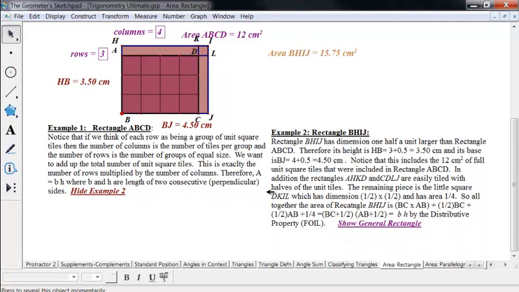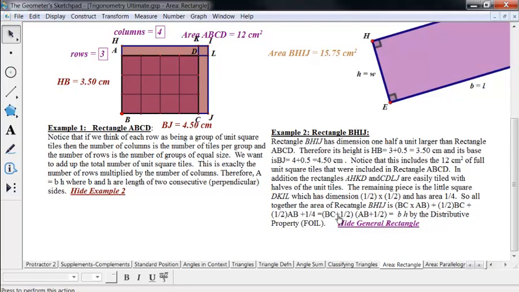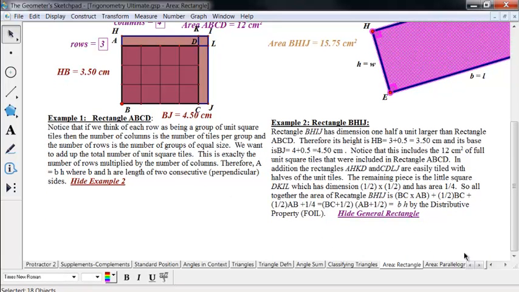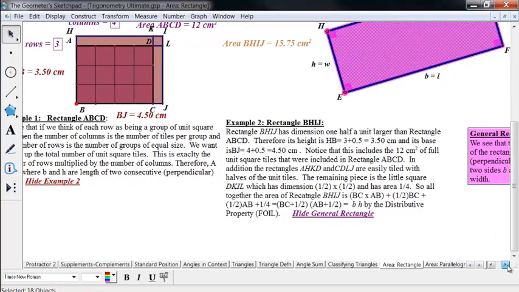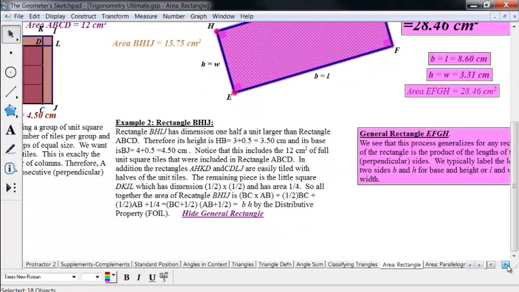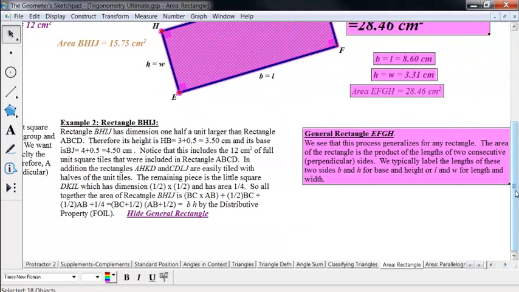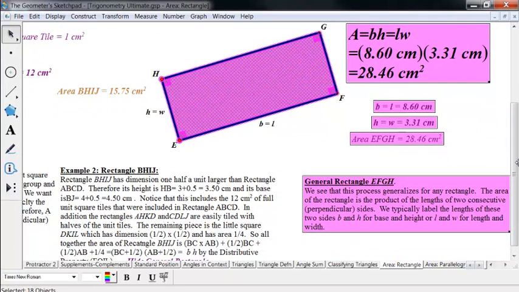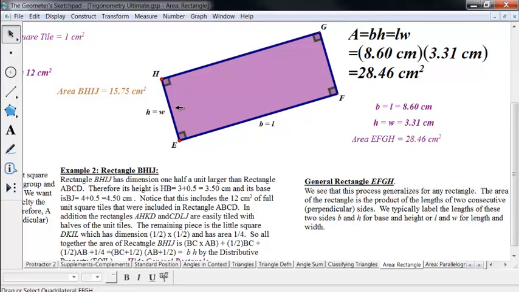So no matter what we have for a rectangle, no matter which direction it's going, for a general rectangle, if we take the two sides that are adjacent to each other, perpendicular to each other, call one of those the width and the other one the length, the area is going to be the width times the length. Or if you call one of those the base and the other one the height, then we have base times height.